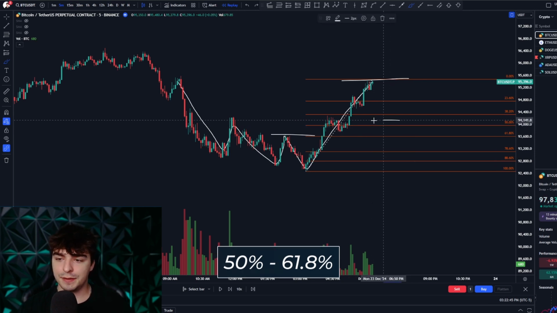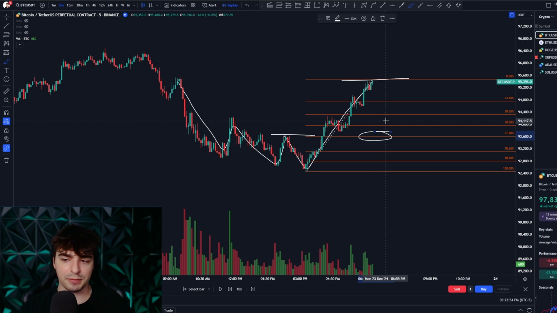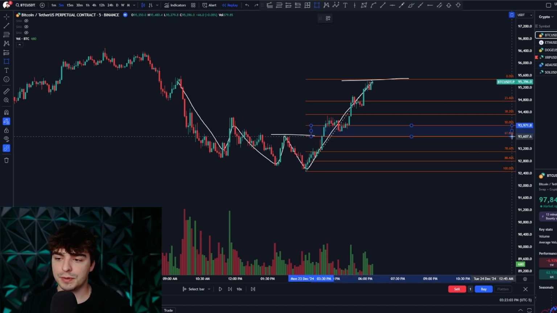Why? Because 50% represents the halfway point between this low and this high. And then the 61.8, if you don't know, is the strongest Fibonacci retracement and is just a strong area of support in general. So now we understand that we should probably be looking for a buy signal right in this area here. So we'll draw that out with a box.